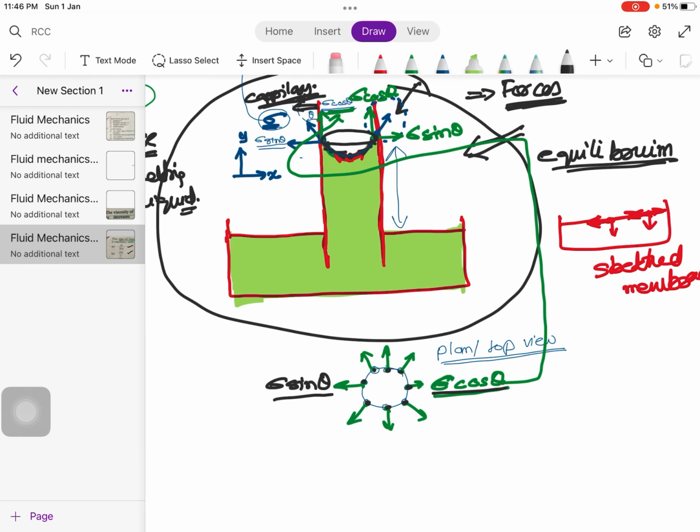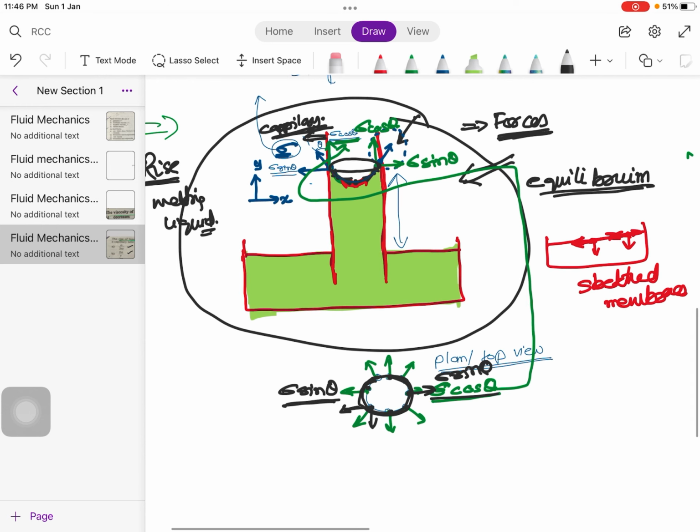The horizontal forces are acting out in every possible direction. And if we resolve these forces over the circumference of the liquid surface, all these forces, sigma sine theta, throughout the circumference would cancel each other's pull, because these forces are acting in every possible direction, and hence there is no net force in the horizontal direction.